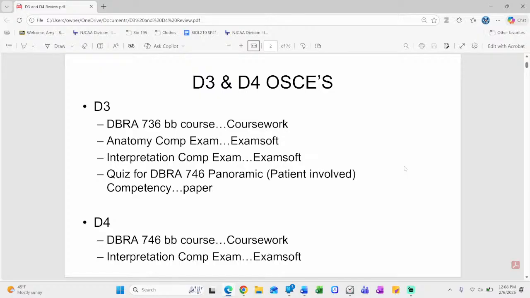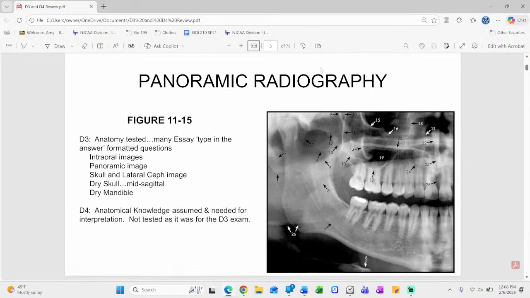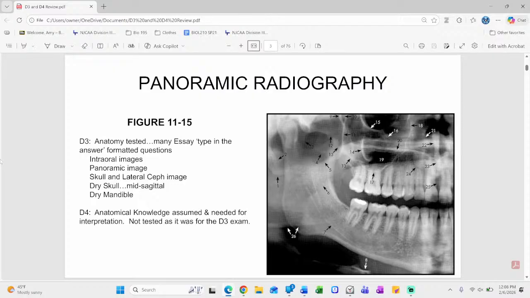All right, I'm going to stand over here if that's okay, but if you have any questions, holler. So D3, you have these panoramics, the partial and the full. I'm going to use them again. So for anatomy, and again, it's going to be intraoral, this pan, perhaps the large pan, skull, the dry skull, dry mandible. And again, for D4, I'm not going to ask you as it was tested in D3 year, but of course, knowledge is assumed.